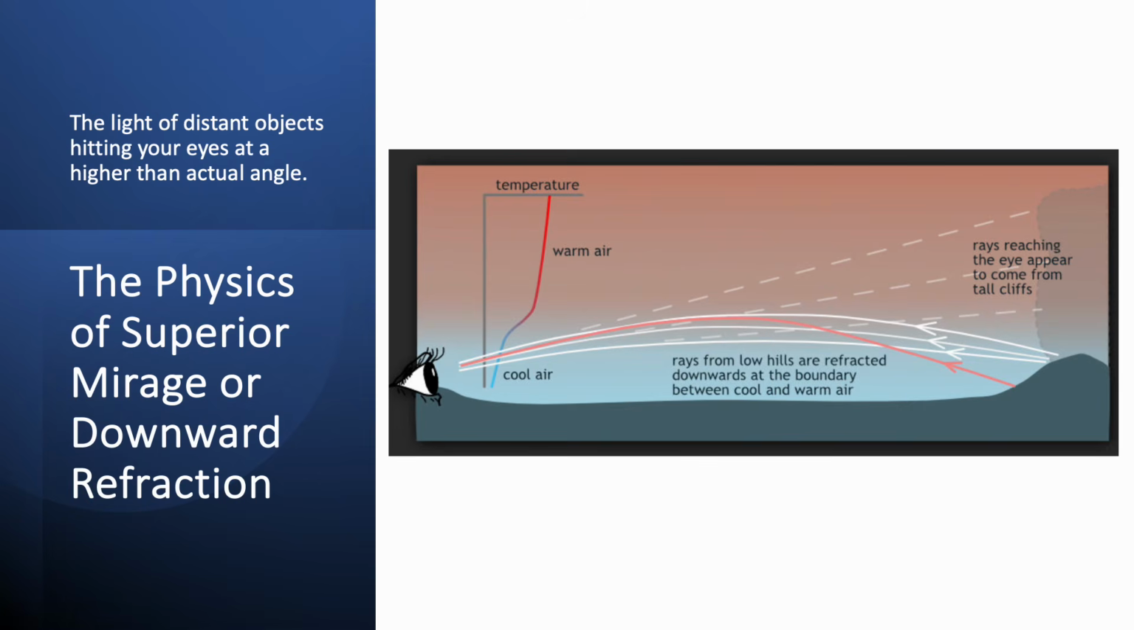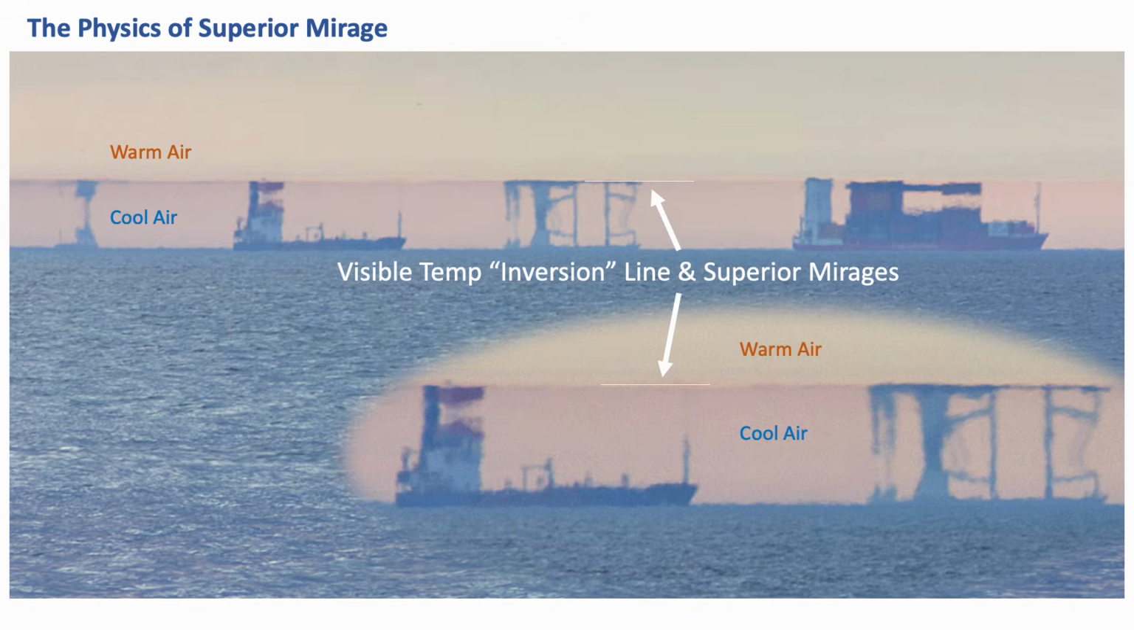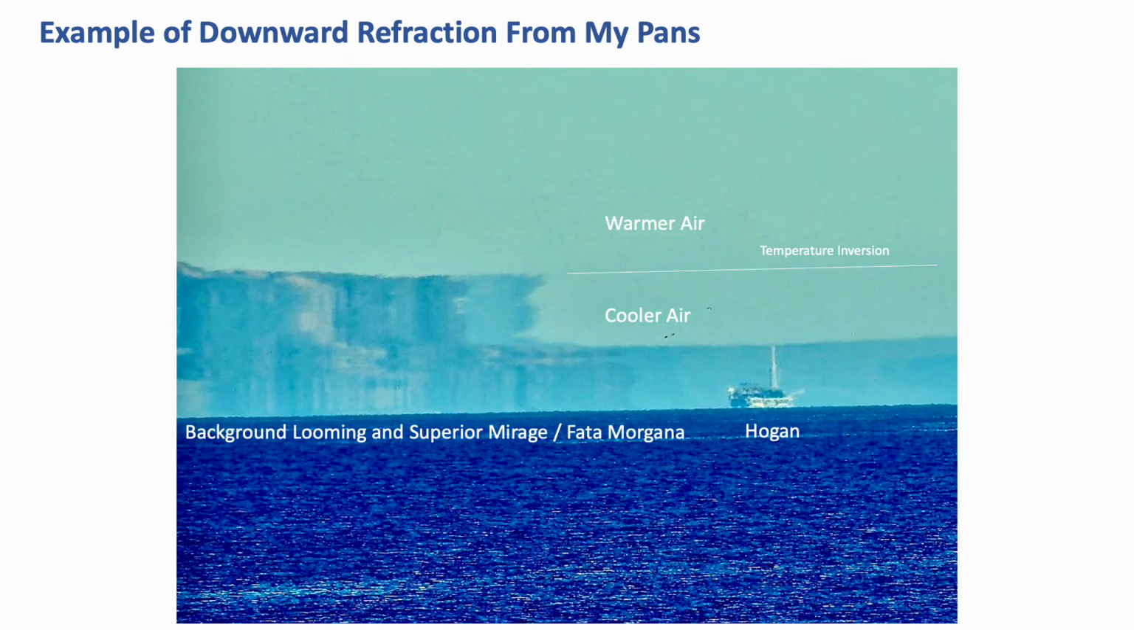Again, when there's a temperature inversion, some of the light from a distant object refracts downward and hits your eyes at a higher than actual angle, as shown in this diagram below. Occasionally, one can observe the temperature inversion line created by the interface of higher density cooler air and the warmer air above. It becomes pretty obvious, as shown in the picture below. Here are a few examples of downward refraction from my repeated pans. This optical effect is almost always limited to the background elevations.